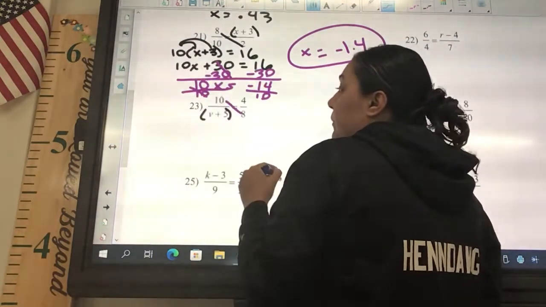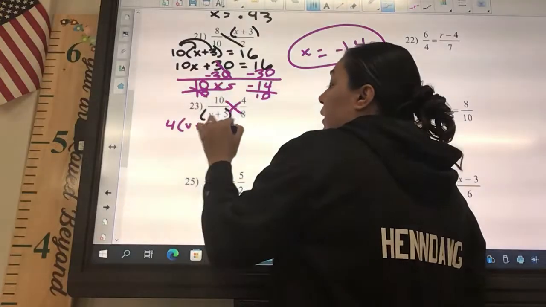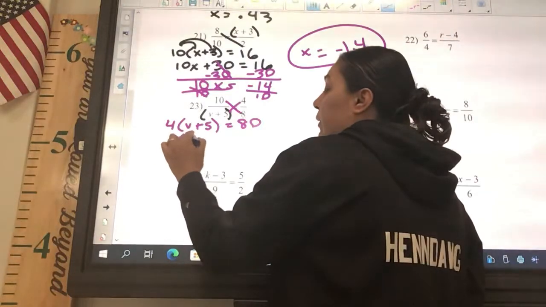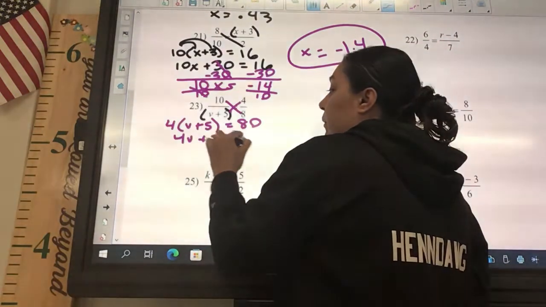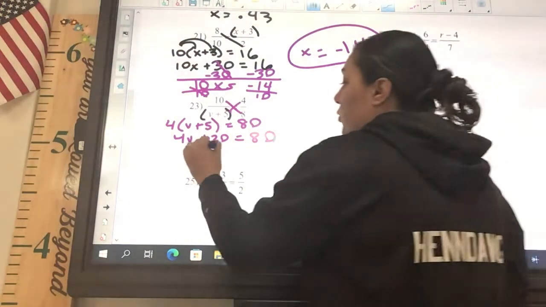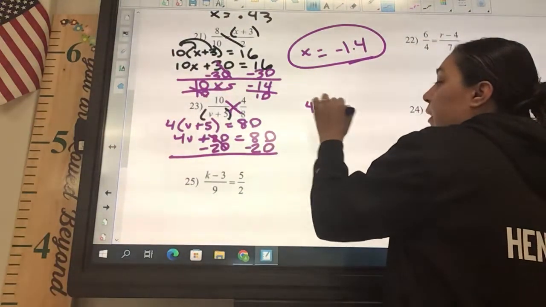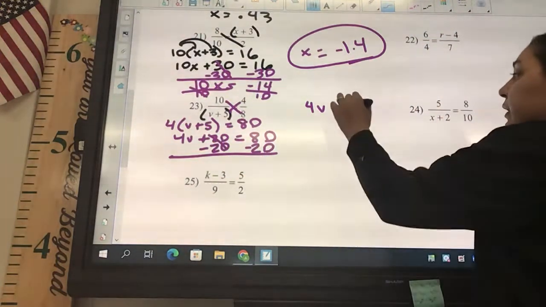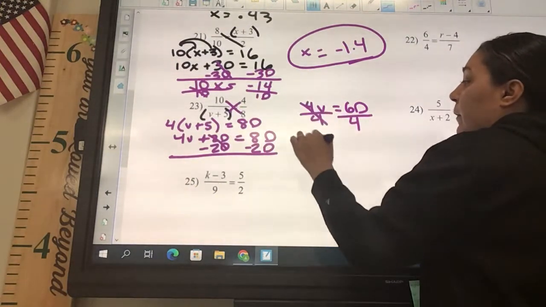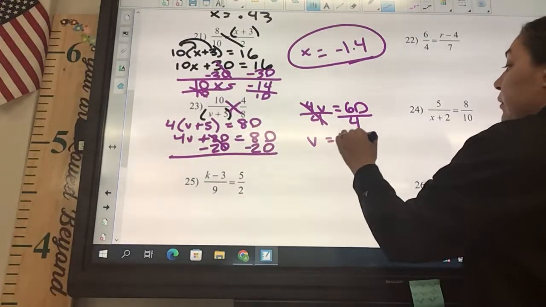Okay, you're going to cross multiply and divide. So we got 4b plus 5 equals 80. Well, 4 times b is 4b. 4 times 5 is 20. Okay, and we're going to subtract 20 from both sides. And I'm going to continue this over here. So you're going to get 4b equals, well, 80 minus 20 is going to give you 60. And then you're going to divide by 4. So you're going to say 60 divided by 4, and that's 15.